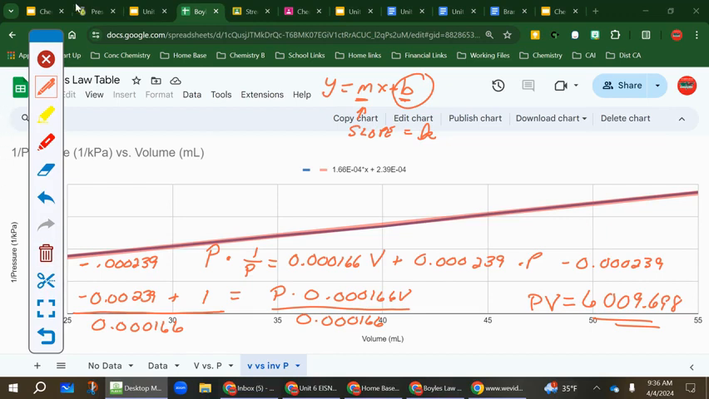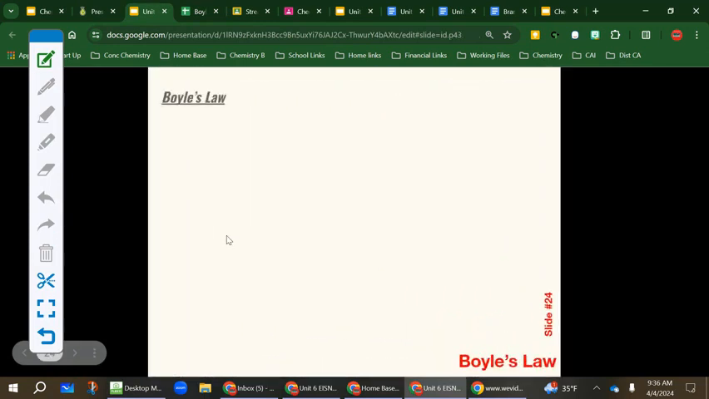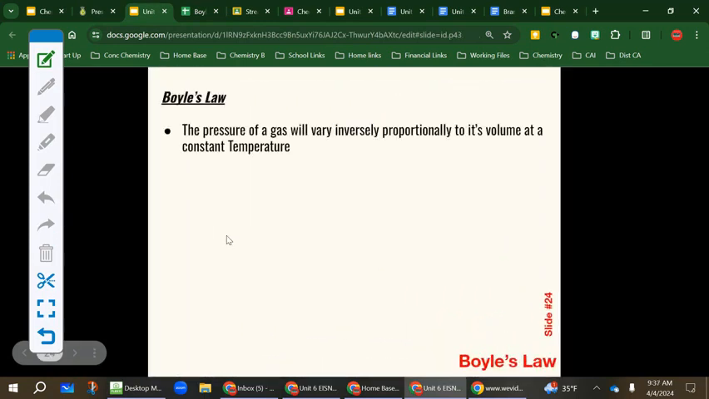So, ladies and gentlemen, I'm going to take and get rid of this. We're going to go into here and let's talk about Boyle's law. Now, first of all, in words, Boyle's law is the pressure of a gas will vary inversely proportionally to its volume at a constant temperature. The one thing they don't mention in there is what is also constant.